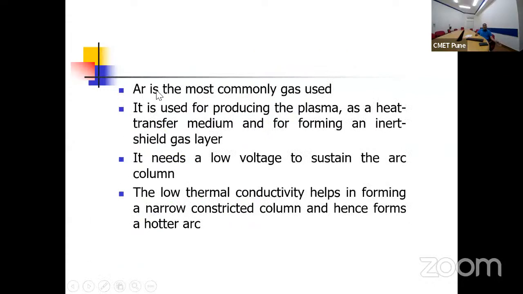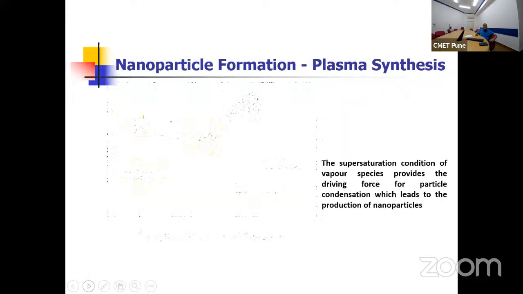Here we are using argon as the most commonly used gas. It is used for producing the plasma, as a heat transfer medium, and for forming an inert shield gas layer. It needs a low voltage to sustain the arc column. The low thermal conductivity helps in forming a narrow restricted column and hence forms a stable arc.